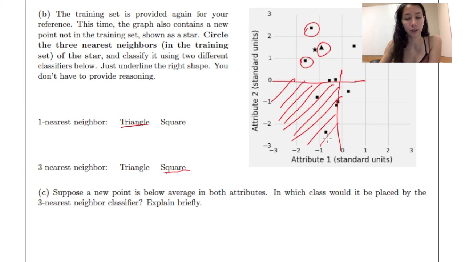And if we look at that quadrant, it's basically all squares. So if we had a point basically anywhere in this area, it's going to be classified as a square. So I'm not going to write out the entire explanation because it would take forever, but basically we would just classify it as a square.